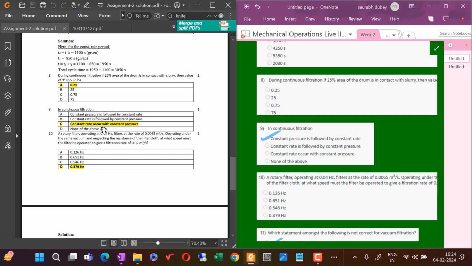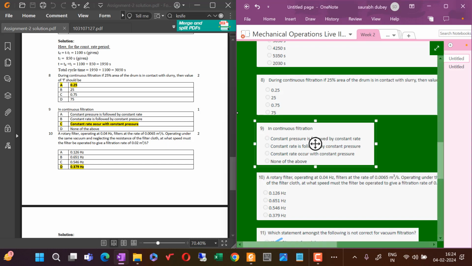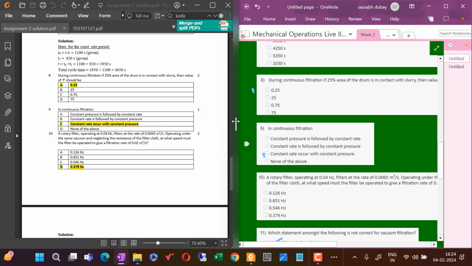So constant rate occurs with constant pressure. Oh, no, both occur with constant pressure. There will be nothing followed. For continuous, you want it continuously, so both are occurring. This is true for batch, but in the continuous one, both occur simultaneously.